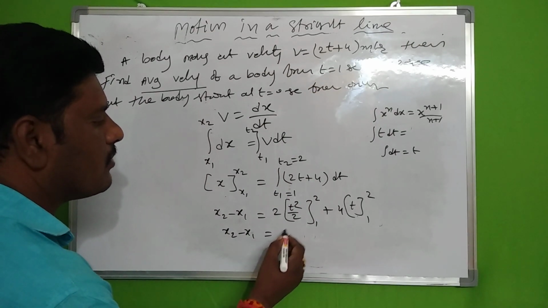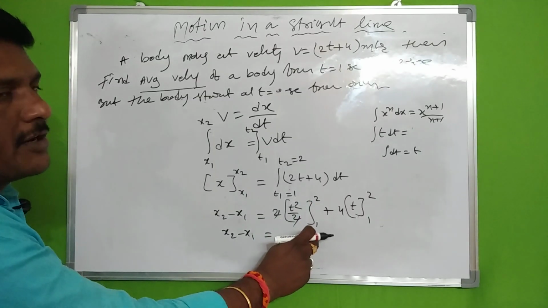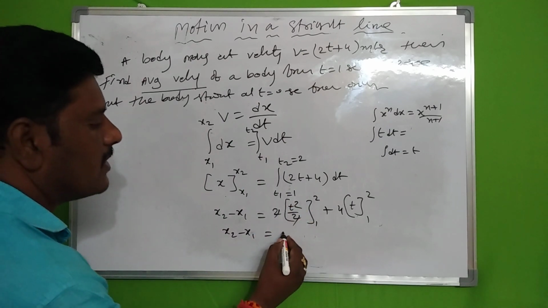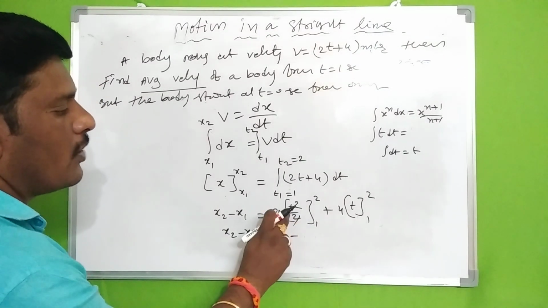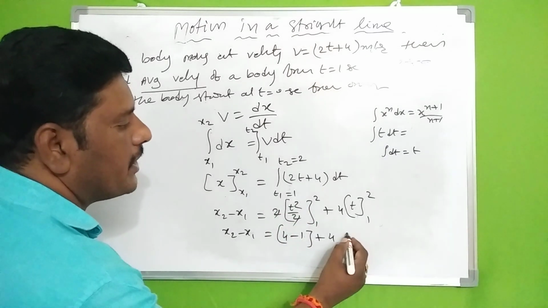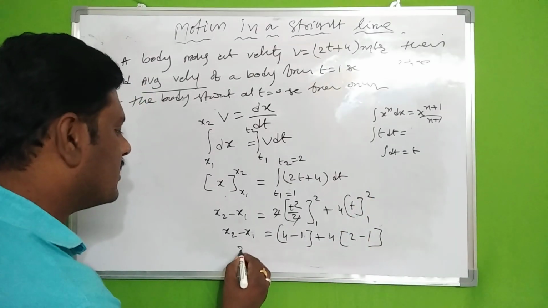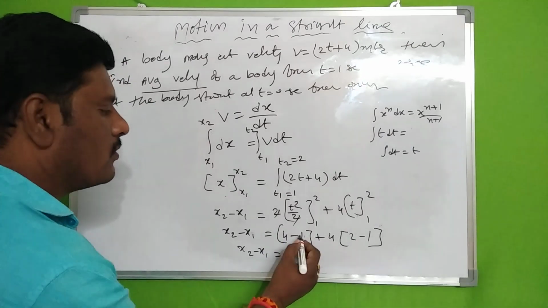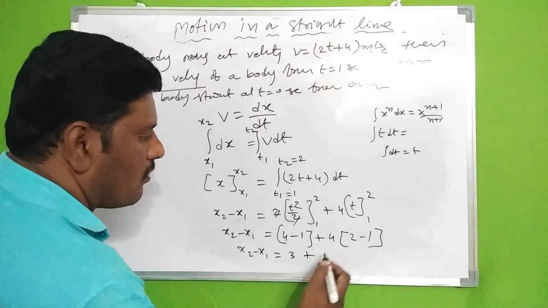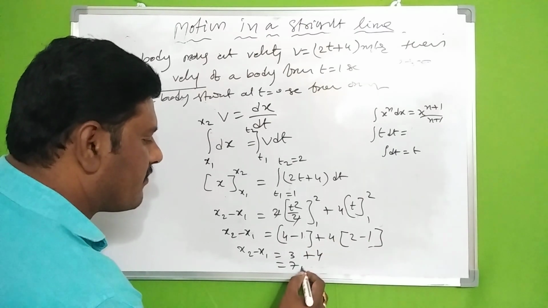So x2 minus x1 equal to 2 gets cancelled. For t square, the upper and lower limits are applied. T is 2, so 2 square is 4, minus lower limit 1 square is 1. Plus 4 into upper limit 2 minus lower limit 1. That is x2 minus x1 equal to 4 minus 1 is 3, plus 4 into 1 is 4. That equals 7 meters.